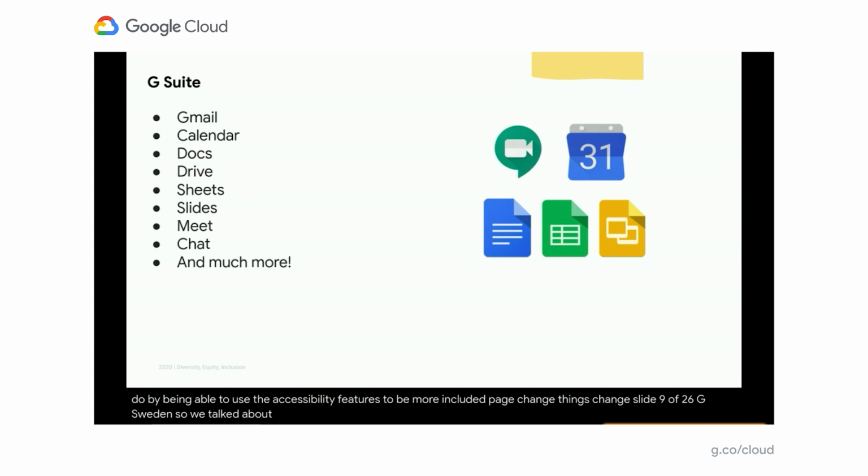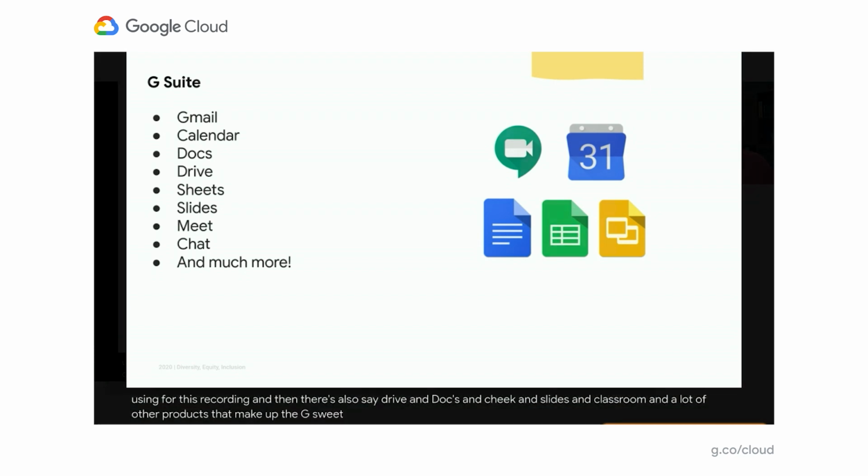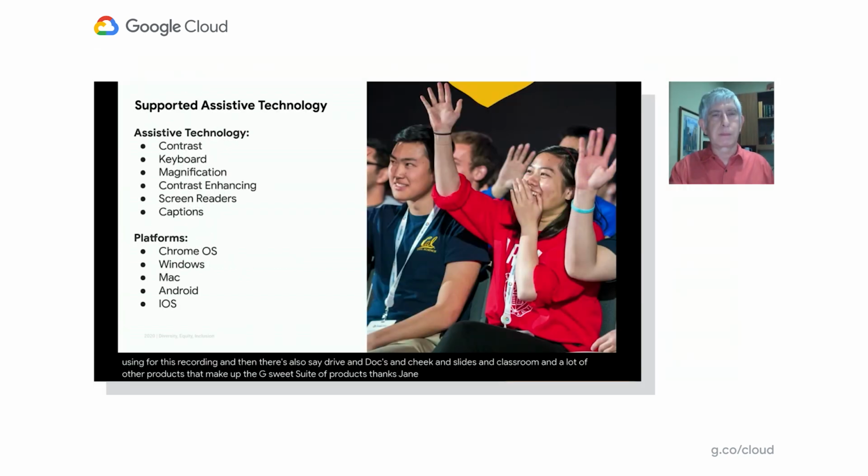So when I talk about G Suite, this is our communication, collaboration, and productivity tools, which includes products like Gmail, Slides, which I'm using here, and also Google Meet, which I'm also using for this recording. And then there's also Drive and Docs and Sheets and Slides, Classroom, and a lot of other products that make up the G Suite of products. Page change, slide 10 of 26, supported assistive technology.